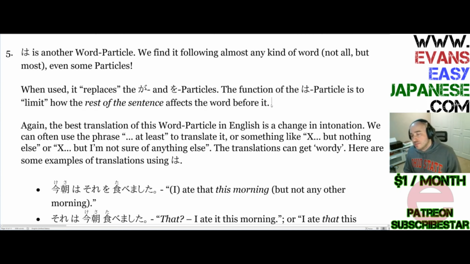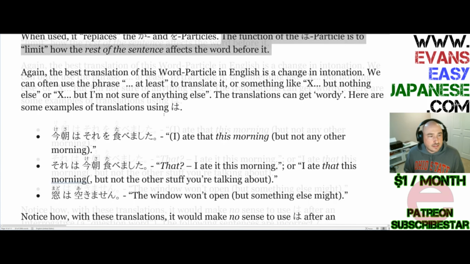So if you say something like, I wa eat pizza, the thing that eats pizza is being applied only to I. So I, at least me, other people, I'm not talking about them, me, I eat pizza. That kind of a feeling right there. It limits how the rest of the sentence affects the word that it's affixed to. That's a lot of words, but you'll see it in practice.